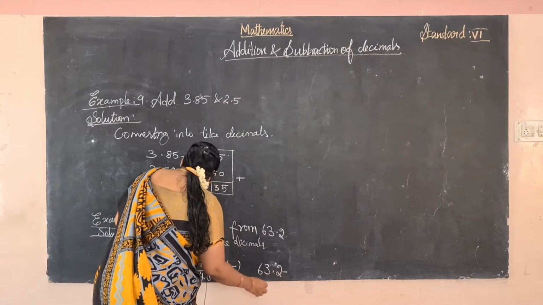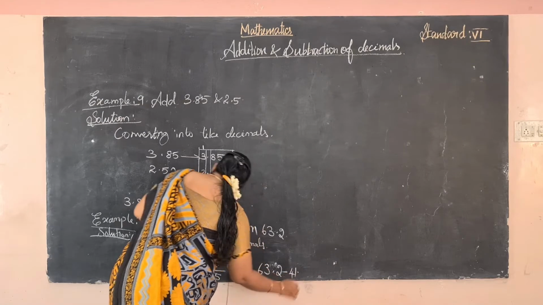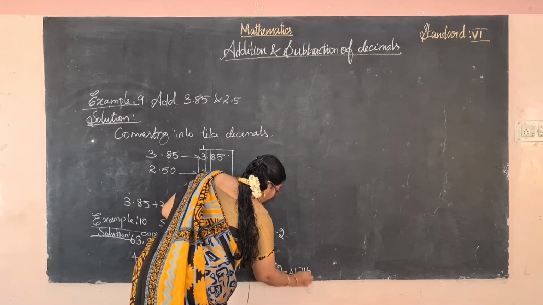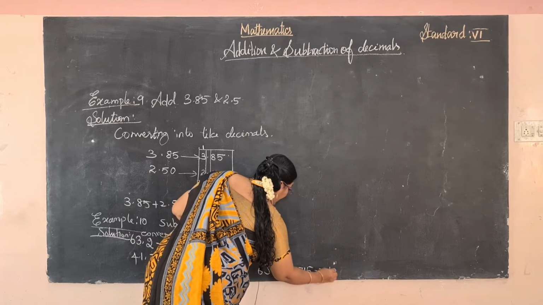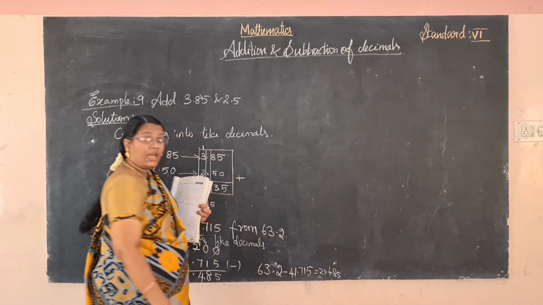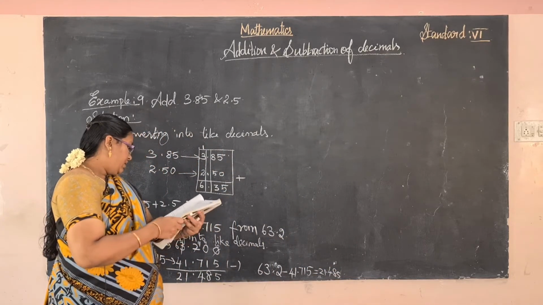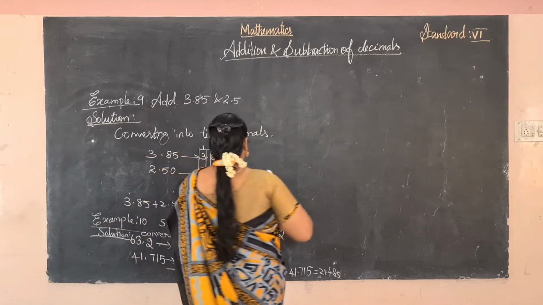Finally you write the answer: 63.2 minus 41.715 is equal to 21.485. Right. And now example 11.